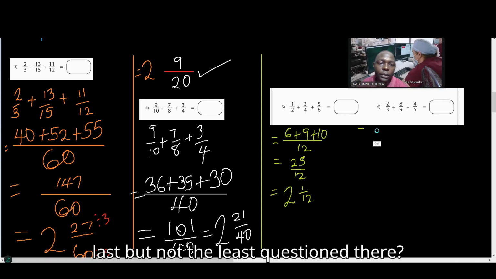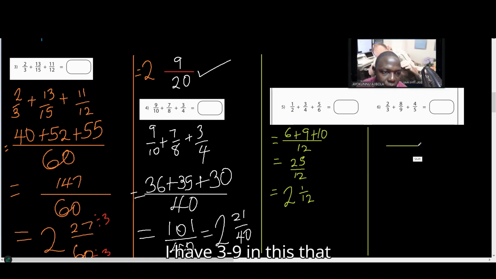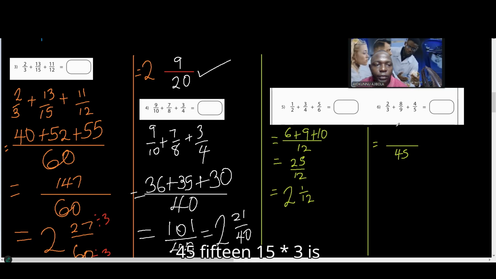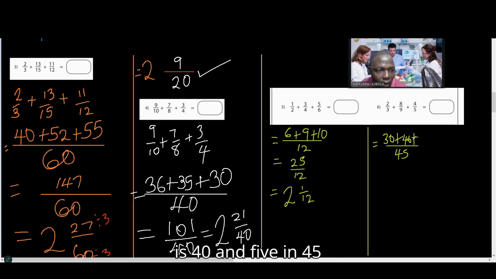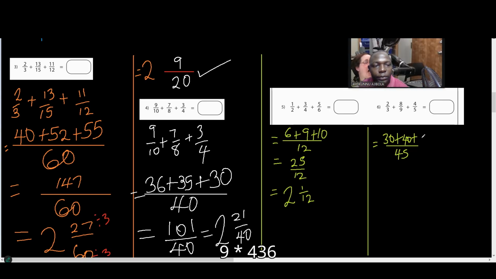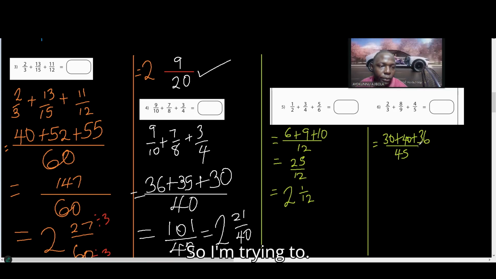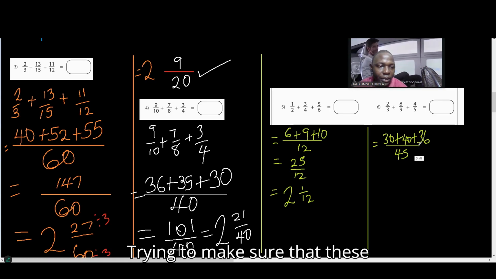And the last but not the least question there. I have 3, 9 and 5 in this. That should be 45. So 3 in 45 is 15. 15 times 3 is 30. 9 in 45 is 5. 5 times 8 is 40. And 5 in 45 is 9. 9 times 4, 36. Okay? So, hold on, trying to make sure that these balance out.